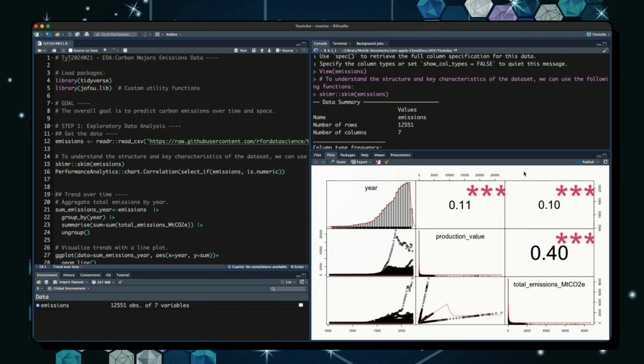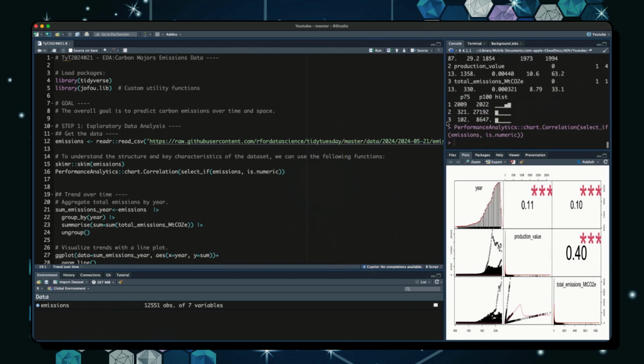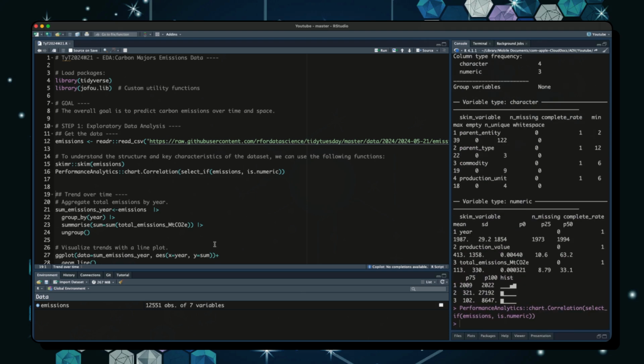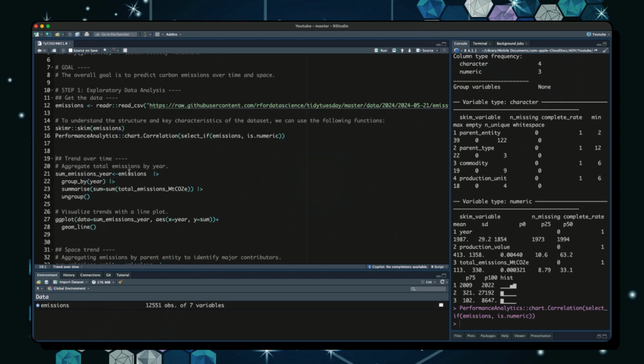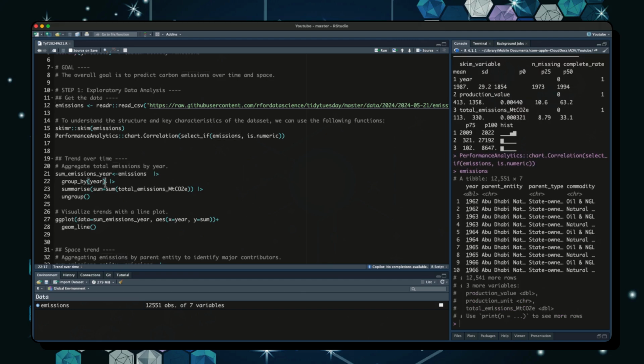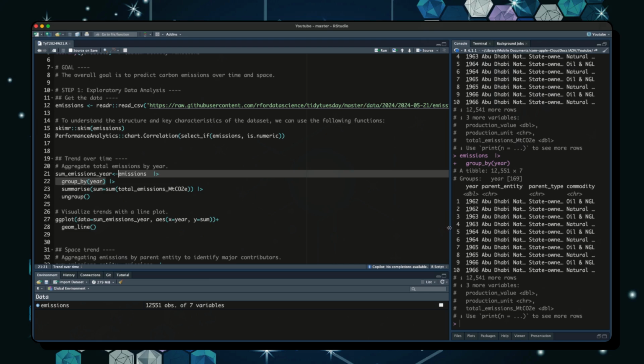Okay, now that we have a general understanding of our correlation, let's look at them one by one. First, I'd like to see what the general trend over time looks like. To do just that, I need to take the dataset and group it by year. So here I have 169 groups in my table. So we have 169 years.